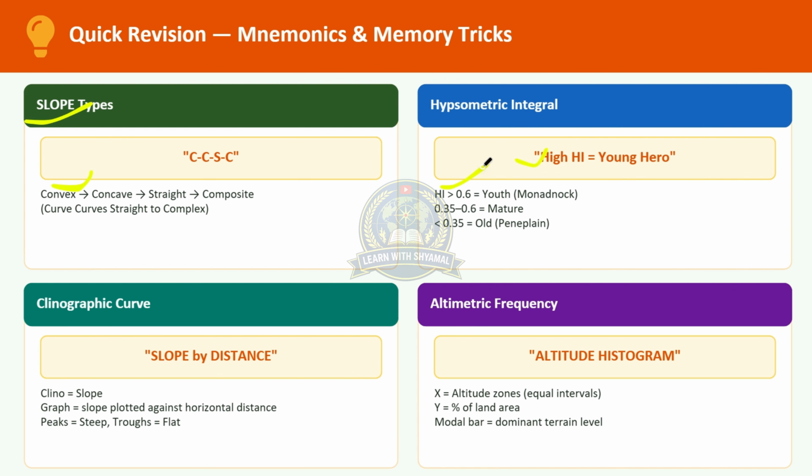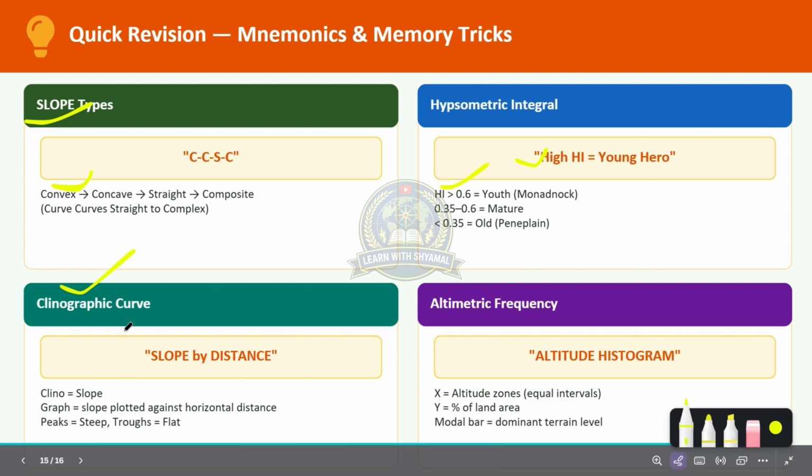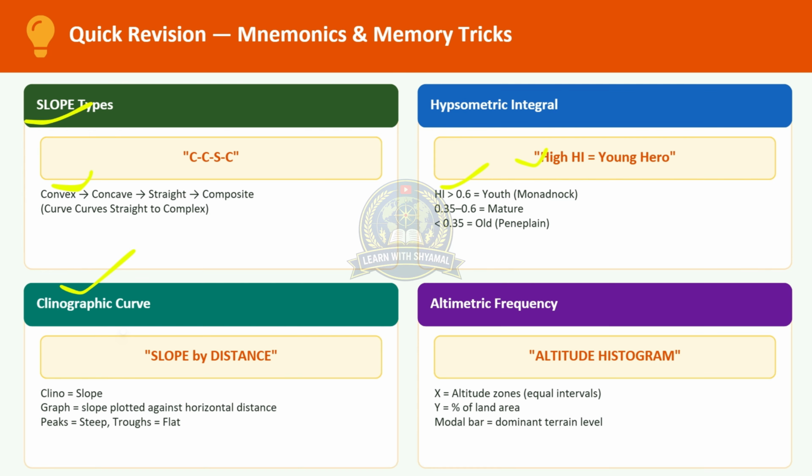More than 0.6 is youthful stage, monadnock. 0.35 to 0.6 is mature stage, and less than 0.35 is old or peneplain. Clinographic curve, slope by distance. Clino means slope; the graph shows slope plotted against horizontal distance. Peaks are steep, troughs are flats. Altimetric frequency, altitude histogram. X, altitude zones, equal intervals. Y, percentage of land area, modal bar, dominant terrain level.